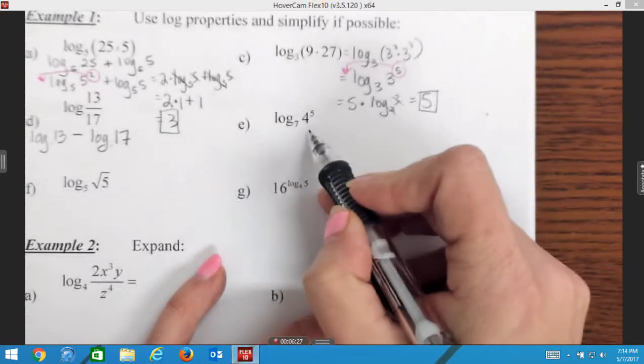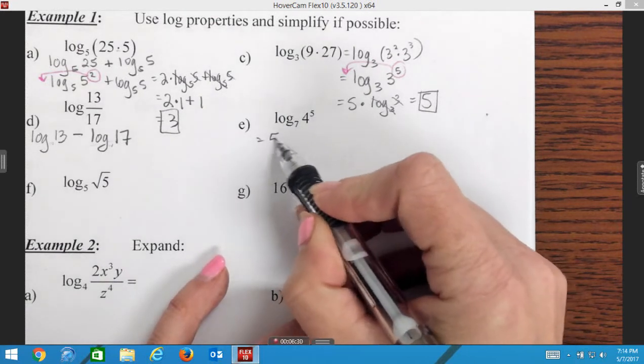And then the next one, log base 7 of 4 to the fifth. I could rewrite the 5 in front.